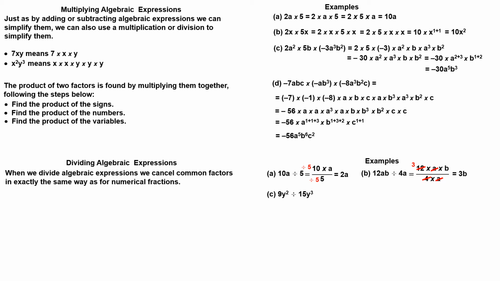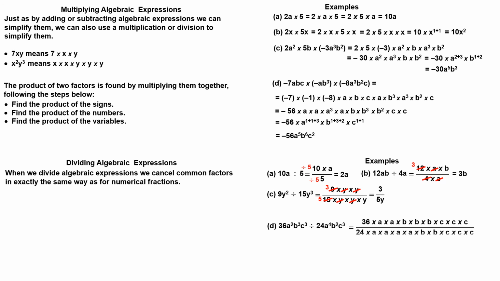Insert signs. Divide both top and bottom by 3. Cancel and write in simplest form. Insert signs. Divide both top and bottom by 12. Cancel and write in simplest form.